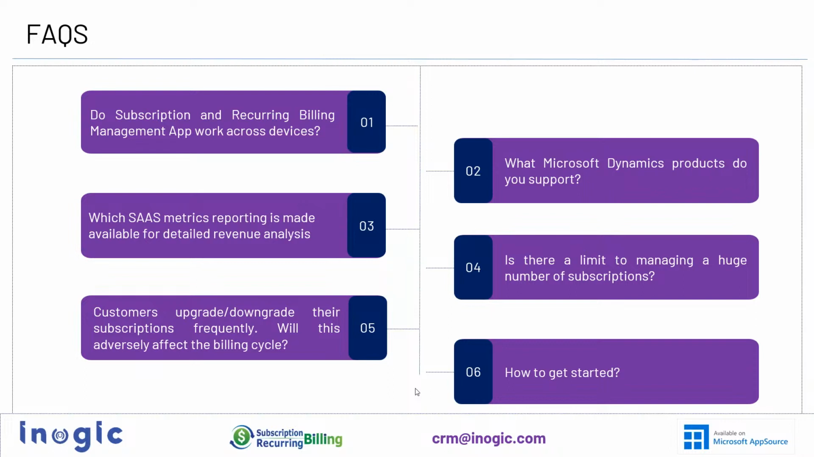Which SaaS metrics reporting is made available? A lot of SaaS metrics, but off the top of my head, it's the monthly recurring revenue, annual recurring revenue, the customer lifetime value, average revenue per user, the churn rates, and so on.